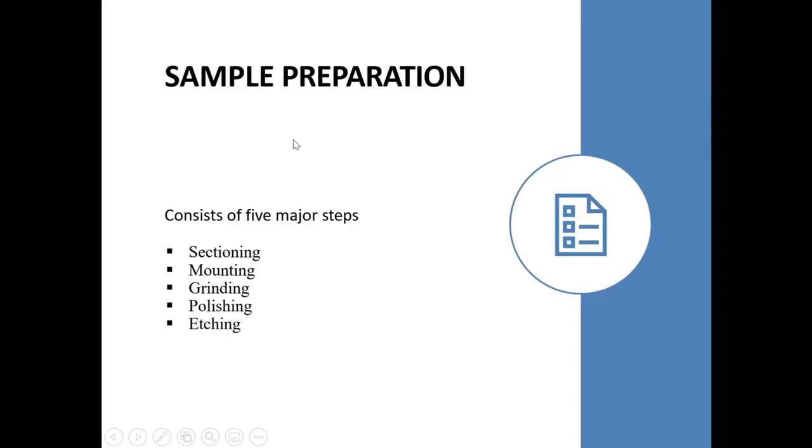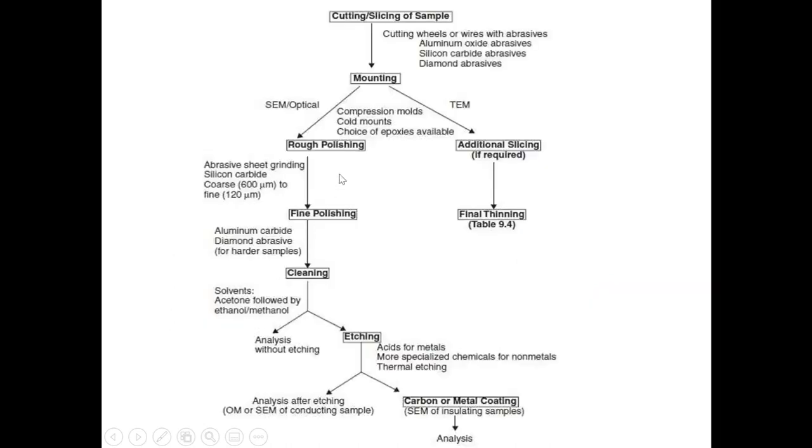So what are the different steps in sample preparation? Generally it consists of 5 steps: sectioning, which also involves cutting, then mounting, next is grinding, then polishing, and lastly etching. So this is the process of microscopic examination. First of all, you have to go for cutting or slicing of the sample, where you are going to use cutting wheels, then mounting on some other material, where compression molds or cold mounts can be used here with a choice of epoxy materials.